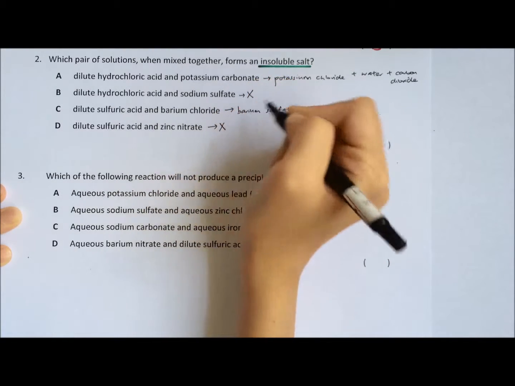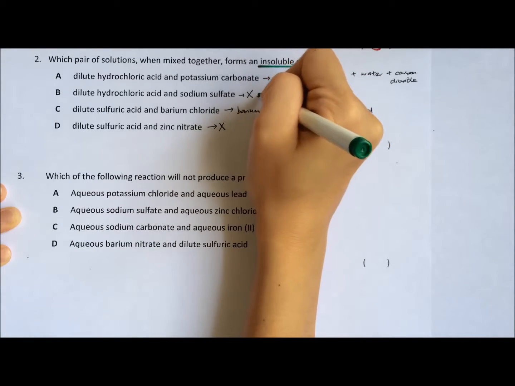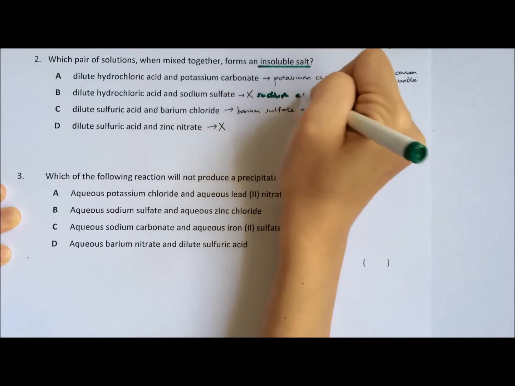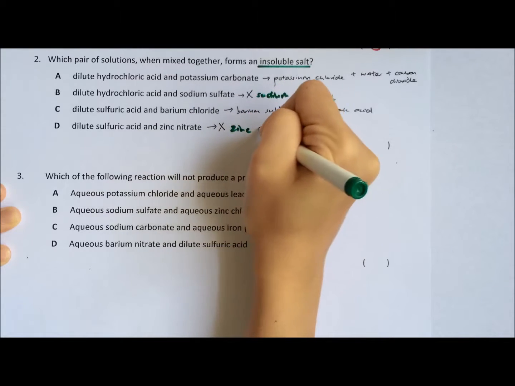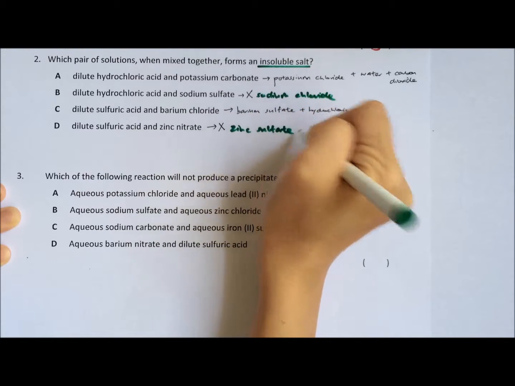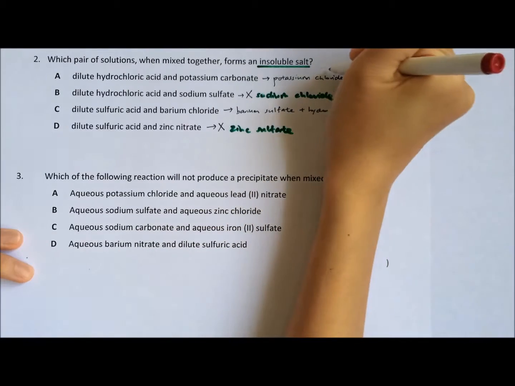Option D, again, is not going to happen. This reaction will not happen, and we'll explain why in a moment. Okay, so option B, if it happens, we get sodium chloride. Sodium chloride is a soluble salt, and for option D, it is zinc sulfate, which is also a soluble salt. So because they are soluble salts, these two reactions, option B and option D, will not happen.